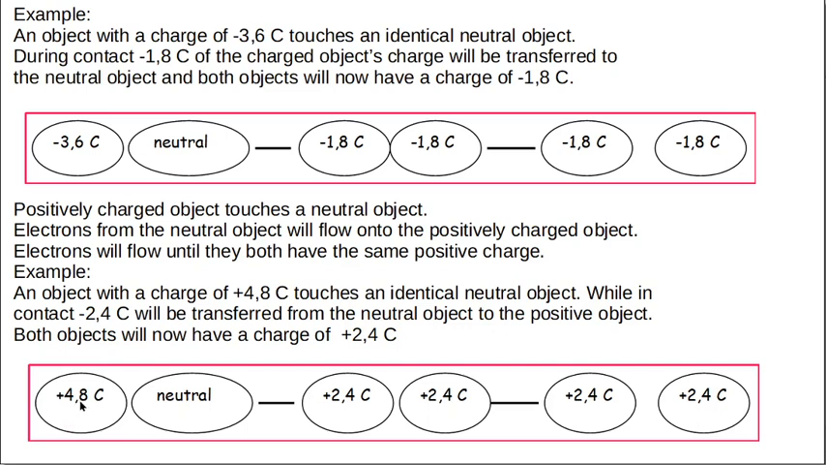Now in this example, we've got a positive charge here. This has got a positive charge of 4.8 coulombs, okay? And it's now touching a neutral object. Lots of electrons on here, an equal number of protons and electrons. These two touch, in this next picture, and the electrons flow from the neutral object to the charged object, but they don't overflow, they flow until these two end up with the identical positive charge. So 4.8 plus 0 divided by 2 gives you 2.4. The same way here, minus 3.6 plus 0 divided by 2 gives you minus 1.8.